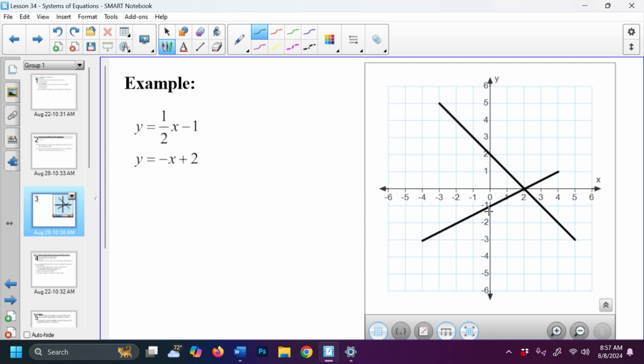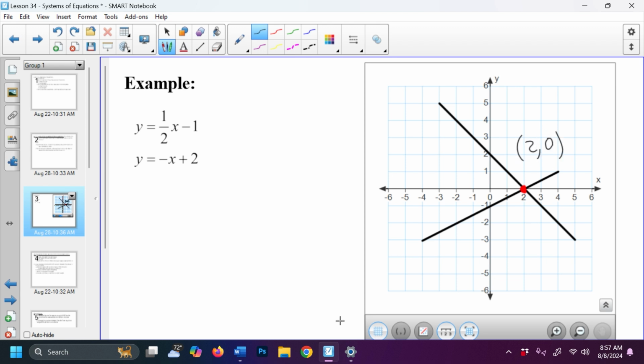It has a slope of a half, a y-intercept of negative 1, so the slope of a half: up 1, right 2. And then the second equation has a slope of negative 1 and a y-intercept of 2. So I start at 2, it's down 1, right 1, down 1, right 1. And we can clearly see that this point right here is that point of solution. So the graphical solution to this is just going to be the point (2, 0).